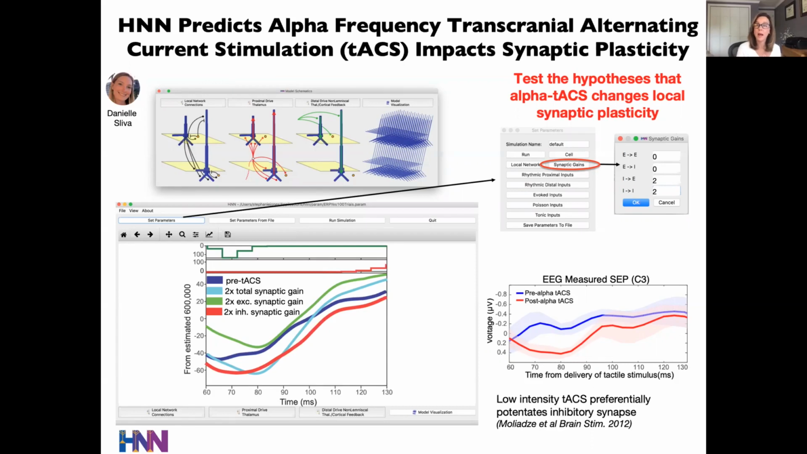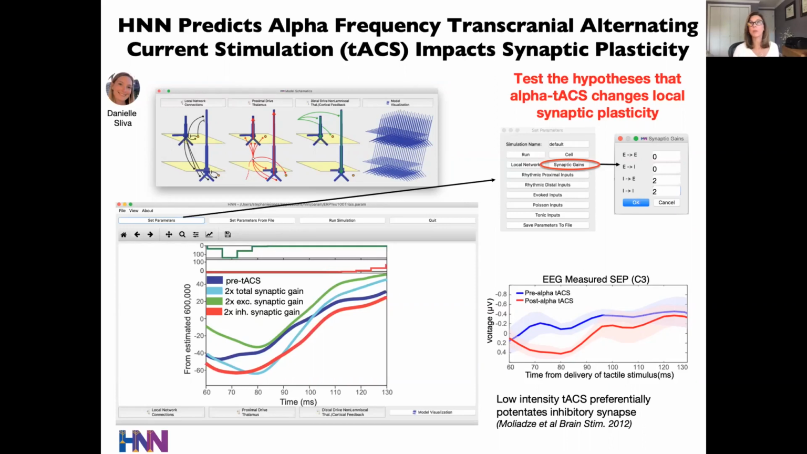Now, excitingly, this is actually supported by some of the literature, which suggests that low intensity alternating current stimulation preferentially potentiates inhibitory synapses. And so now we have some evidence from our model that that may be what's underlying the difference in the EEG that we observed.